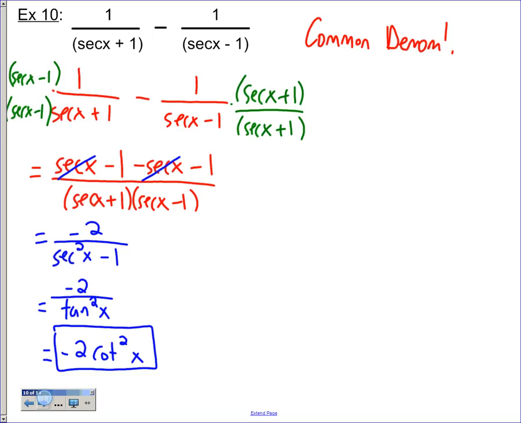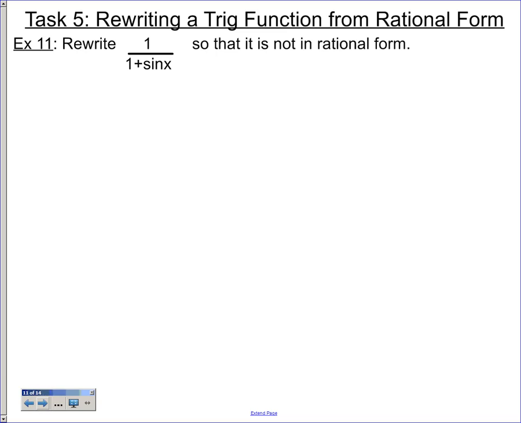All right, our final task for the day is rewriting trig functions from rational form into a form that has no fractions. So we start with 1 over 1 plus sine of x, and we're going to have to use some tricky ways to get it out of rational form. Now there are many different ways of solving these, and that means you could get many different answers, but as long as you work carefully and get an answer that has no more fractions, then you should be good to go. All right, so let's try this one out.